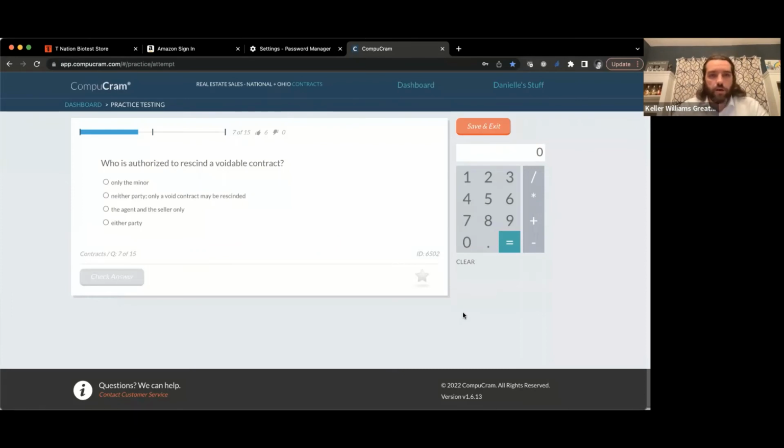Question number 7, who is authorized to rescind a voidable contract? A, only the minor. B, neither party. Only a void contract can be rescinded. C, the agent and the seller only, or D, either party.